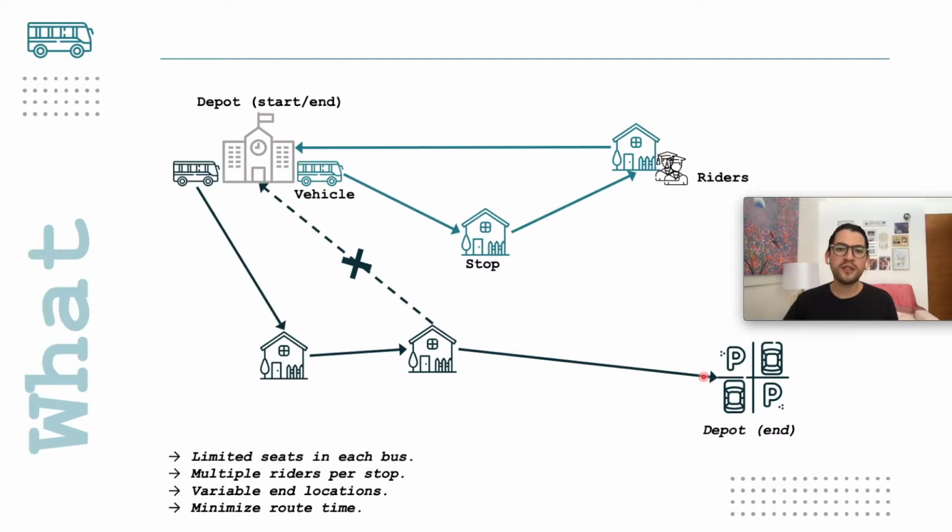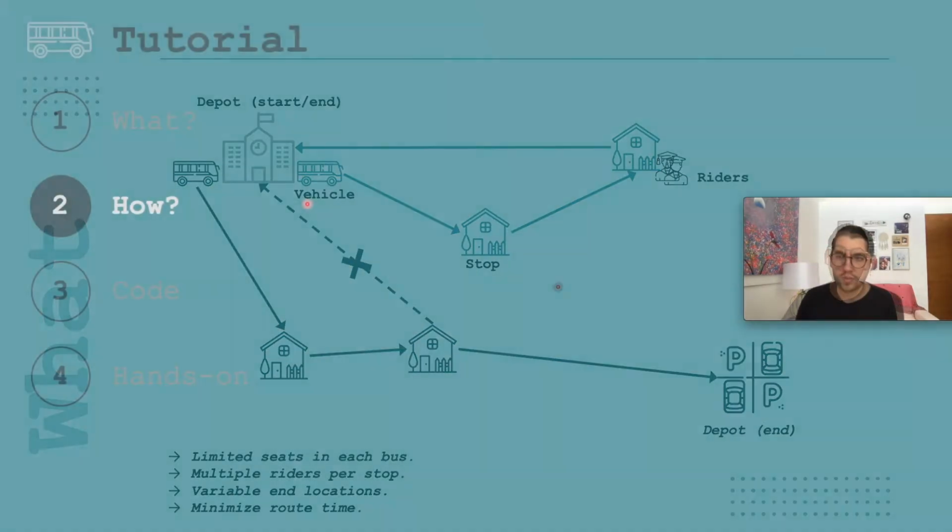So we have to consider these four things for our problem. The first is that we have limited seats in each bus. The second, we have multiple riders that may get off at a single stop. We also have variable end locations, since the buses can spend the night at either the school or the parking lot, and our objective is to minimize route time. So let's see how we can solve this problem.